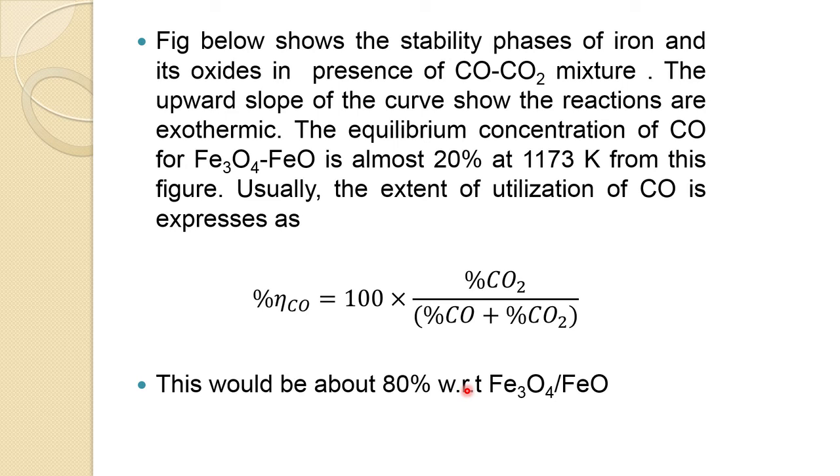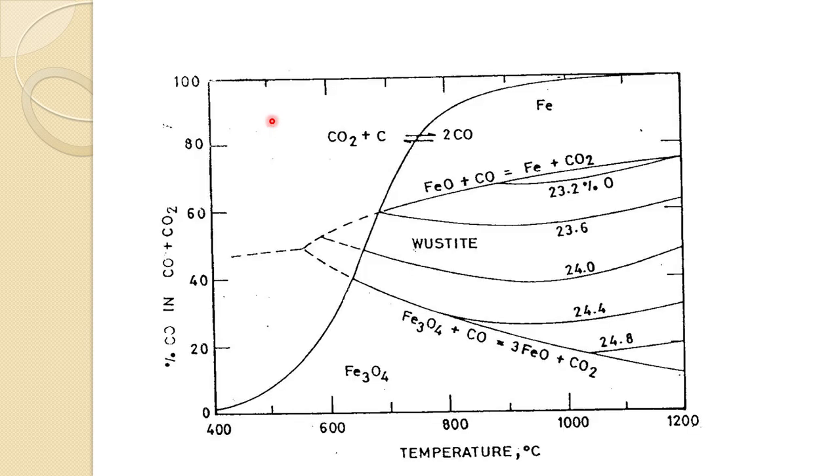Note the other reactions. The figure on the next slide shows the stability phases of iron and its oxide in the presence of a CO-CO2 mixture. This is the Fe, C and O system, and this is the line which you have seen for the CO system, carbon and oxygen. It has been superimposed on the Fe-C-O system, just to show how the reduction will take place. Essentially, the Fe-C-O system is this one, where these lines are there.